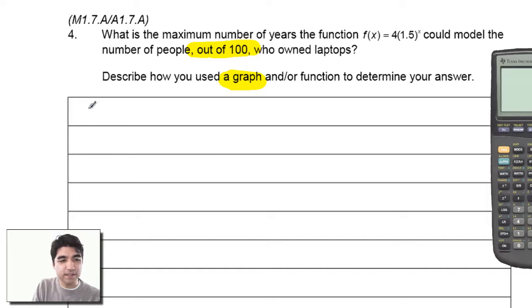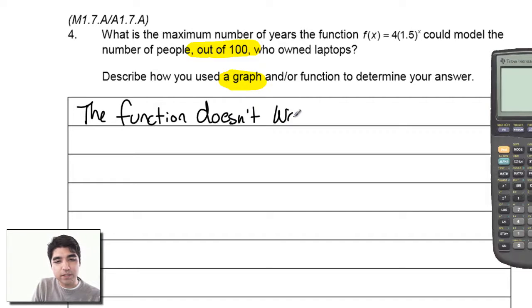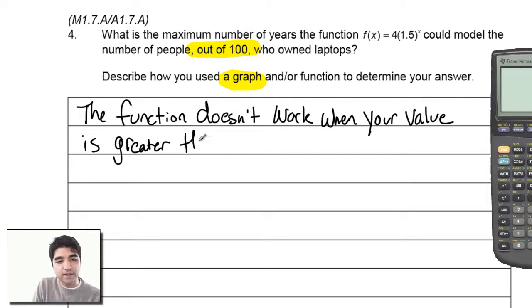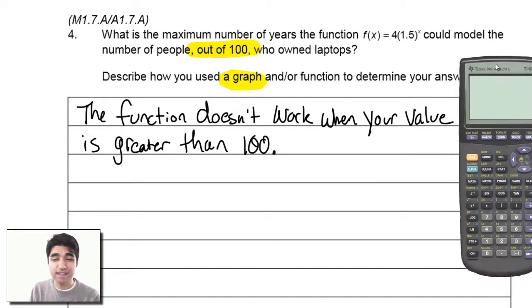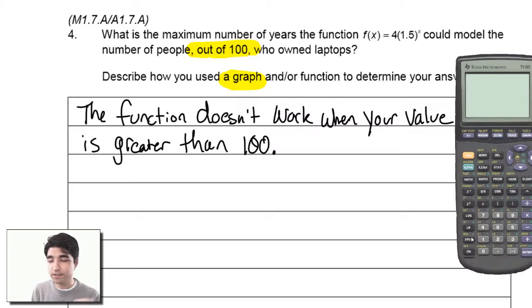Let me just write that down real quick. The function doesn't work when your value is greater than 100. So let's find out when that happens. I think it's between like year 6 and 7, I think. So let's punch in our calculator, turn it on.